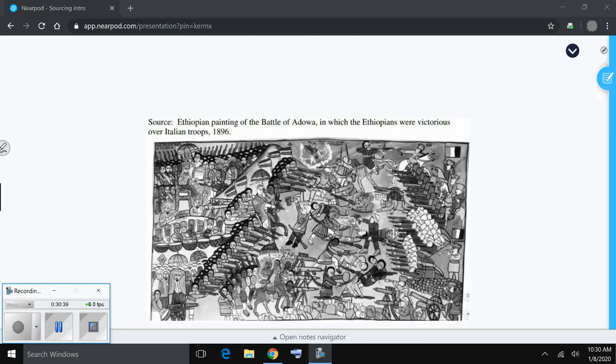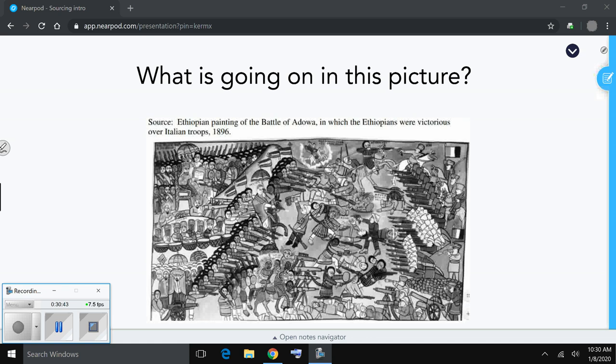All right, let's look at this one. What's going on in this picture? Who painted it? Okay, who was the winner? Okay, so we know that about this picture. The source line tells you everything, right? I want you to look at that source line first before you do anything.